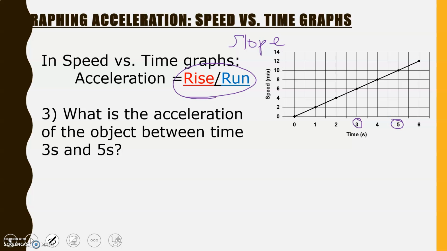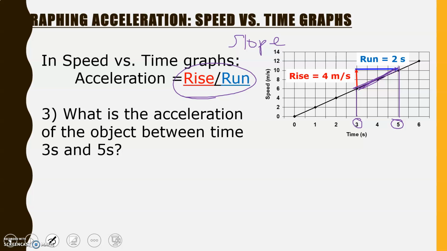So I always like to draw my graphs. When it's asking for specific times, I like to draw all my graphs so I know exactly which part of that line that I'm looking at. So from 3 to 5, so here to here. We are only looking at this segment of the line. So we need to find our rise and our run, right?